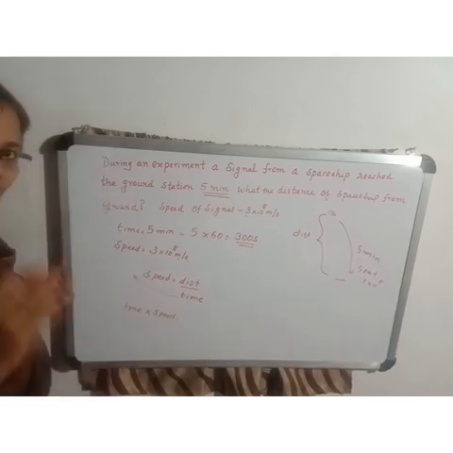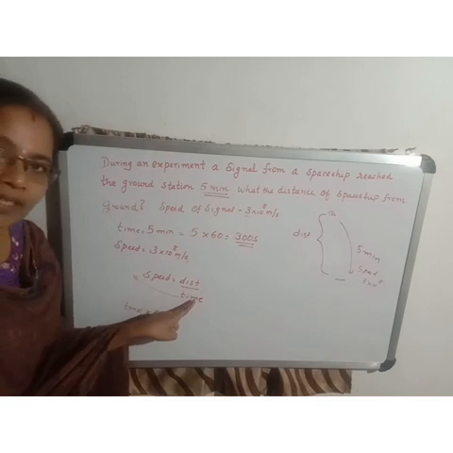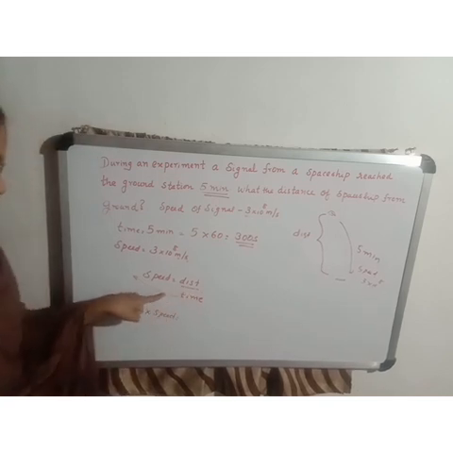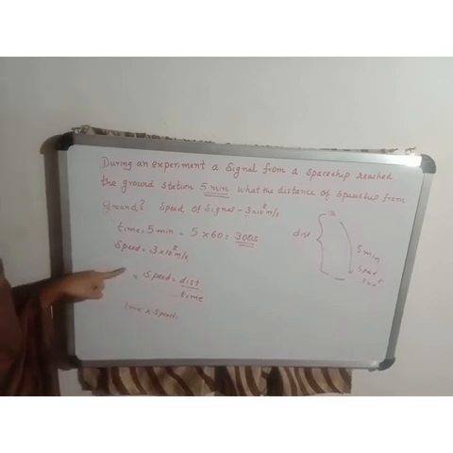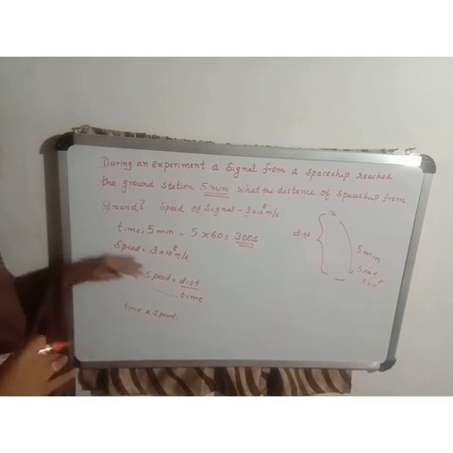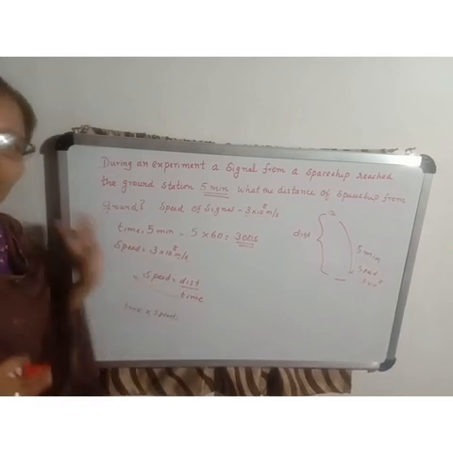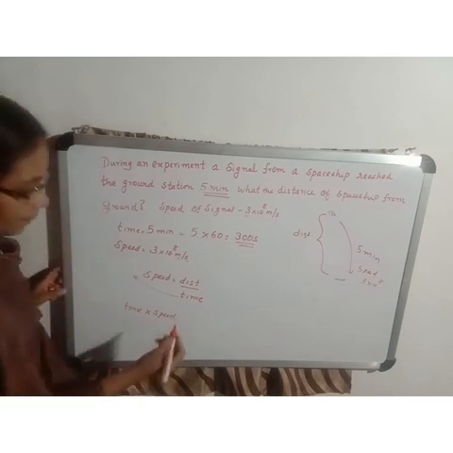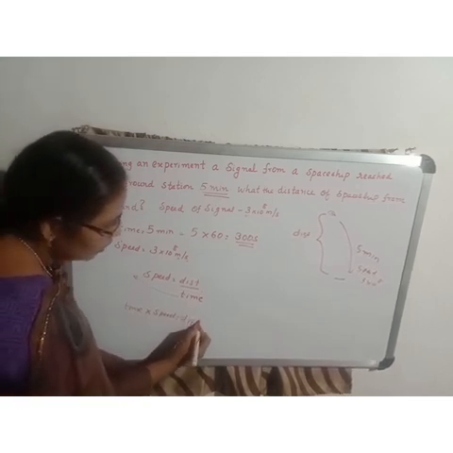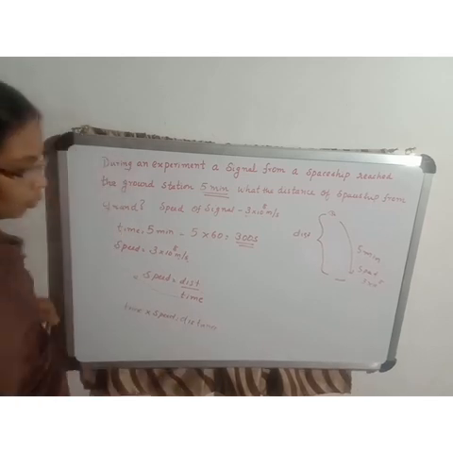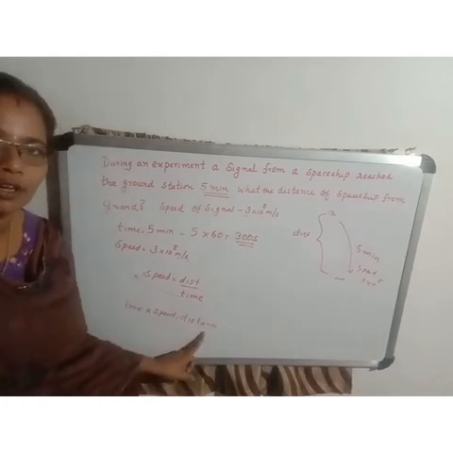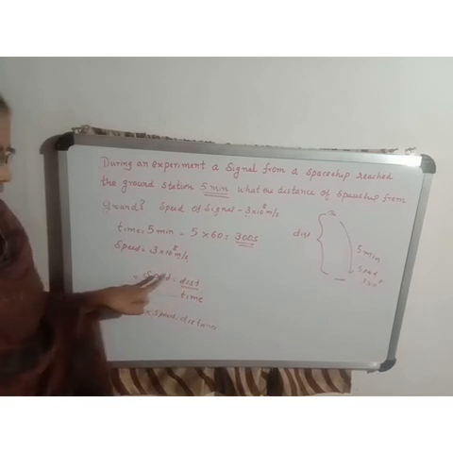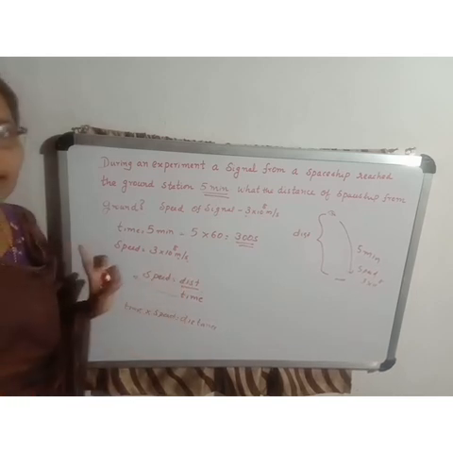Okay. So whenever a quantity which is in the denominator comes to the other side, it will be in the numerator. That you already studied in maths. So which is equal to distance. So what's the equation for distance we got? Distance will be speed into time.